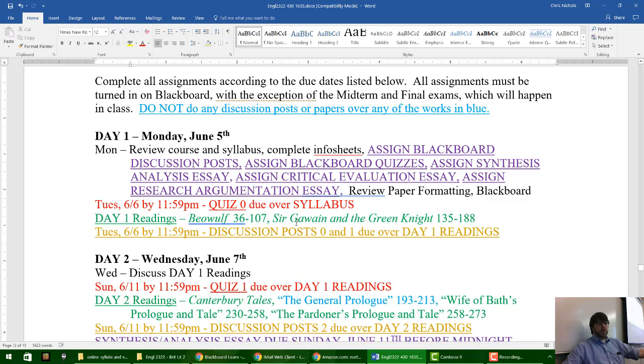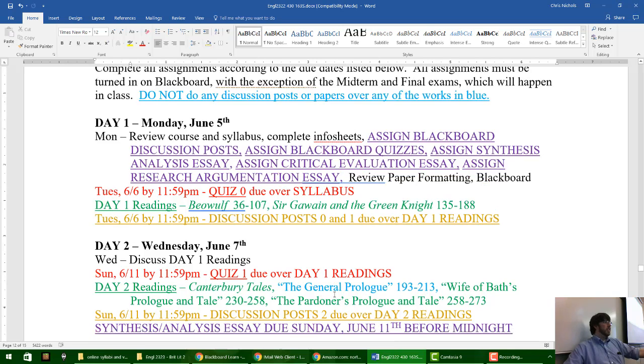Then after we do the discussion post over Beowulf and Sir Gawain, which we've never talked about before in class, then we'll come on Wednesday, we'll talk about Beowulf and Sir Gawain. Then you'll leave class that night, and by Sunday do the quiz, which you'll need to do beforehand.